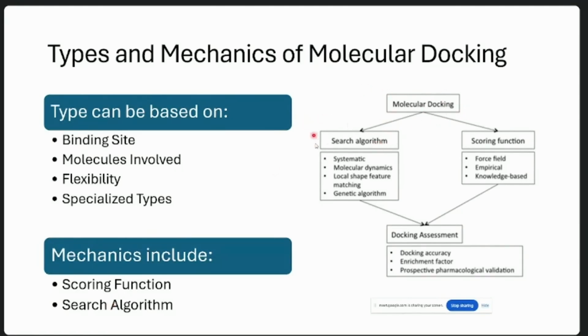So as you can see here, we have algorithms. They could be systematic, they could be random and stochastic sometimes, and we'll talk about this algorithm, to be specific, the genetic algorithm, later. The scoring functions could be based on, for example, a theoretical force field describing the molecular interactions within a system. It could be empirical, based on certain experimental empirical data, or it could be knowledge-based. And then we assess the docking using certain evaluation metrics.